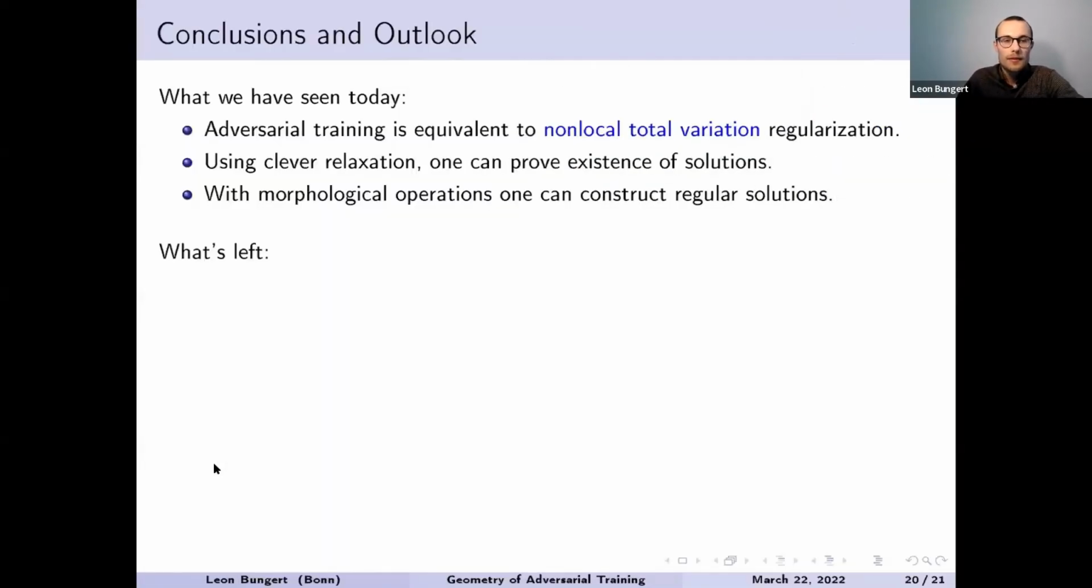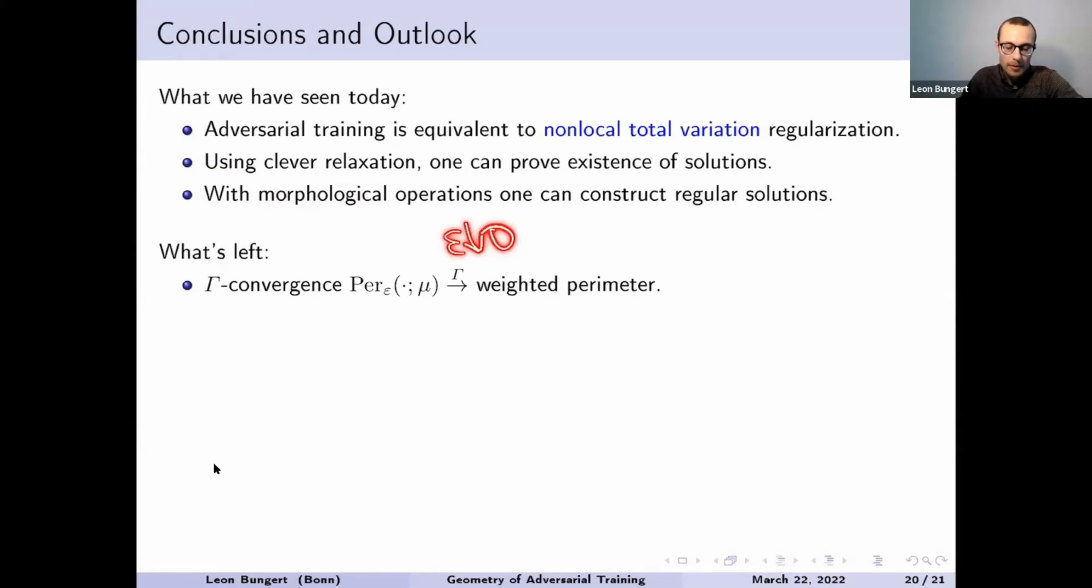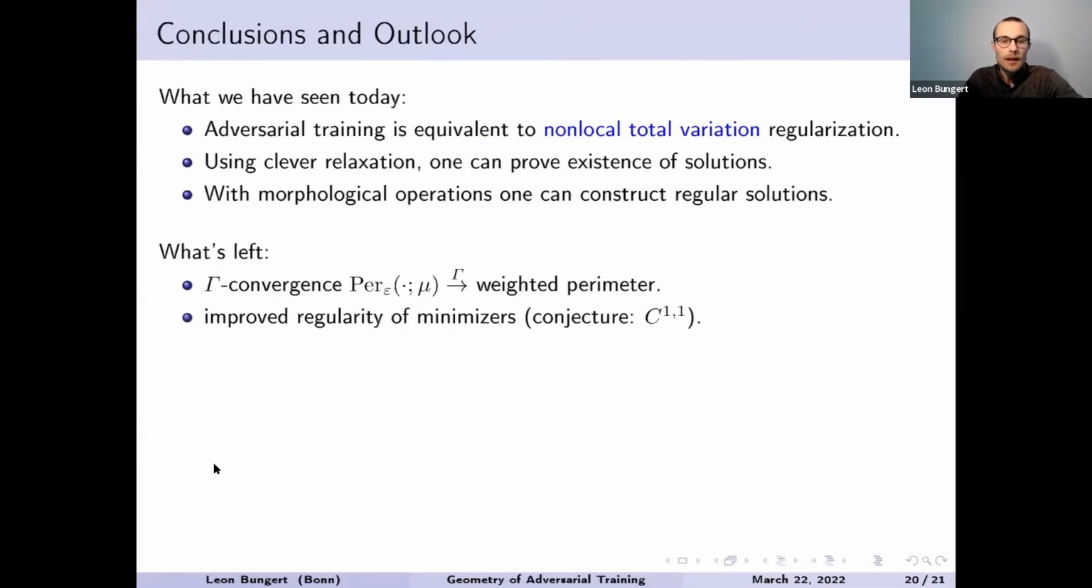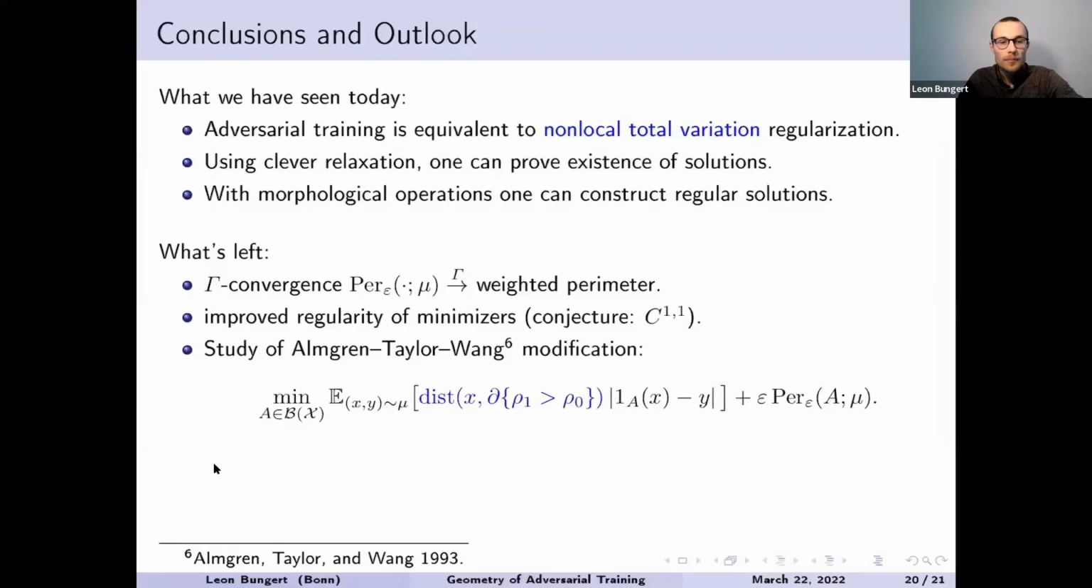And there are a couple of things left. The first thing that's left is, for instance, investigating gamma convergence in the epsilon parameter. As you send epsilon to 0, you would expect that the perimeter converges to some sort of local but weighted perimeter. And also an improvement of the regularity statements might be thinkable. Another thing which is interesting is you can study a so-called Almgren-Taylor-Wang modification, where you change the empirical risk by multiplying it with this distance function to the decision boundary, which gives some extra weight to points which are far away from the decision boundary.